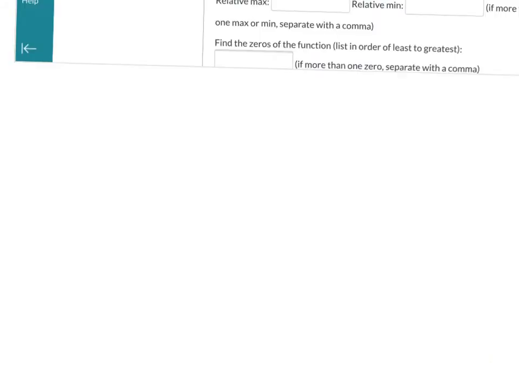The zeros I list in order, least to greatest. If there's more than one zero, separate with a comma. Still no spaces. So the furthest left is negative 1.9. The next one would be negative 0.6. The next one would be 0.5. I think I gave you the 0.6 and the 0.5, like I gave both options, with and without the 0. But, oh, where'd it go? Well, that's weird. But don't forget your negatives because it will mark that wrong. And make sure it's in your code.